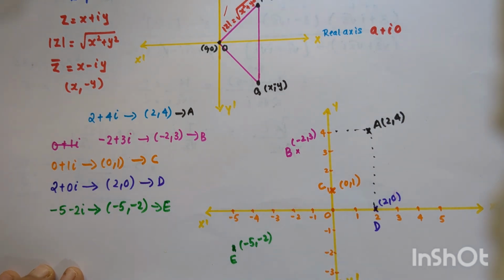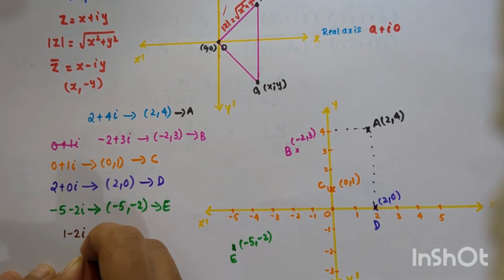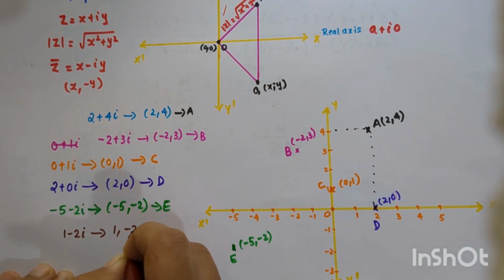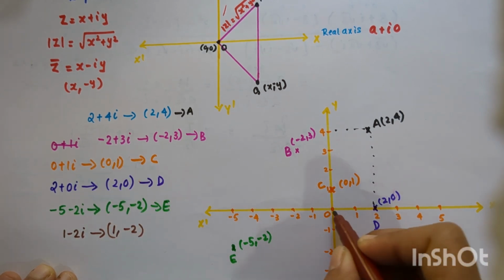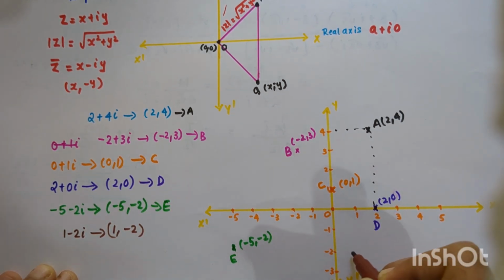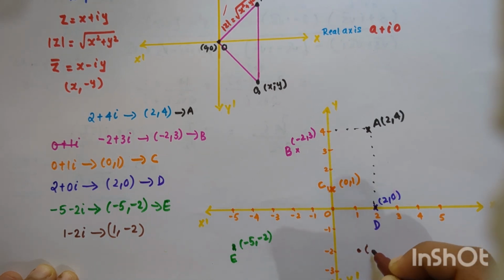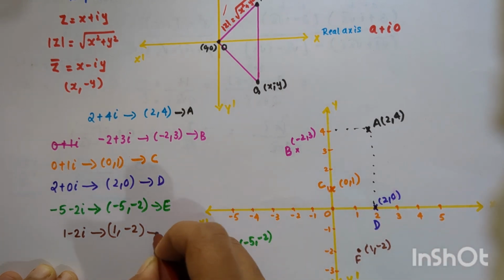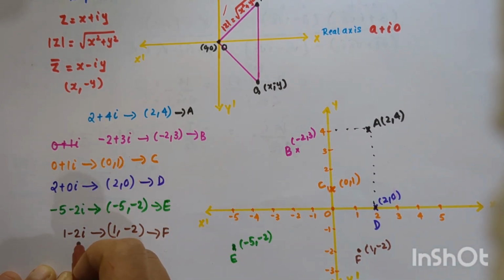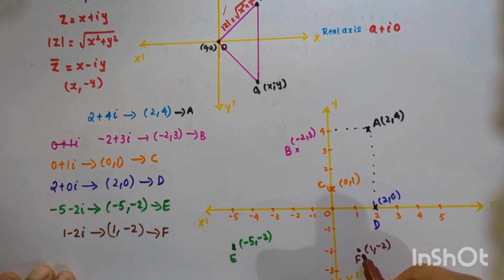Now let us consider the next complex number, which is 1 minus 2i. This corresponds to the ordered pair 1 comma minus 2. So 1 unit on the x-axis, minus 2 units on the y-axis. So for 1, minus 2, the point will be somewhere here. This point corresponds to the ordered pair 1, minus 2. I am naming this point as F. That means this complex number 1 minus 2i, which corresponds to the ordered pair 1 comma minus 2, is represented geometrically by this point F.